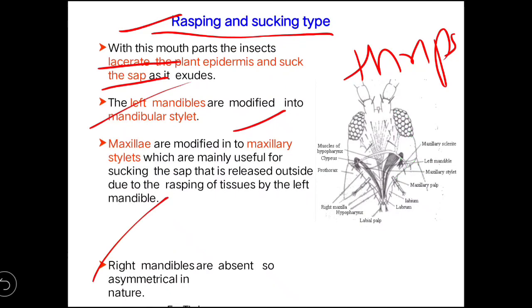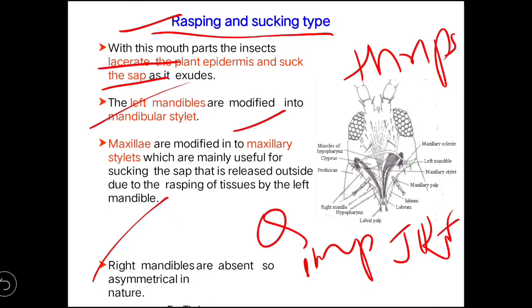This is a very important question for JRF or your semester exam. So the right mandible is absent in thrips, and an asymmetrical mouth part is found in thrips.